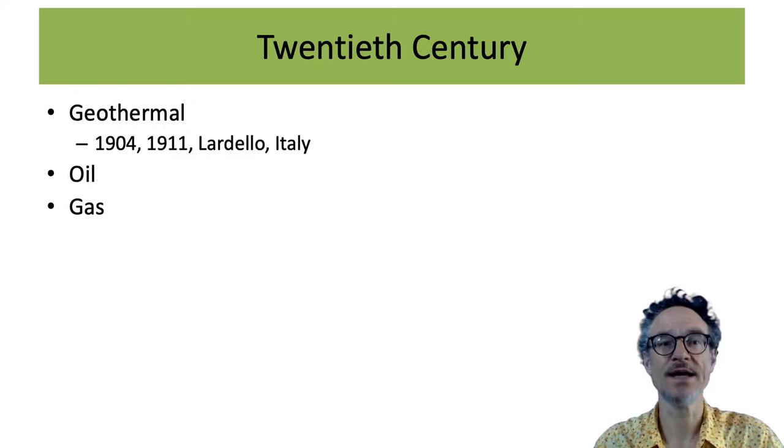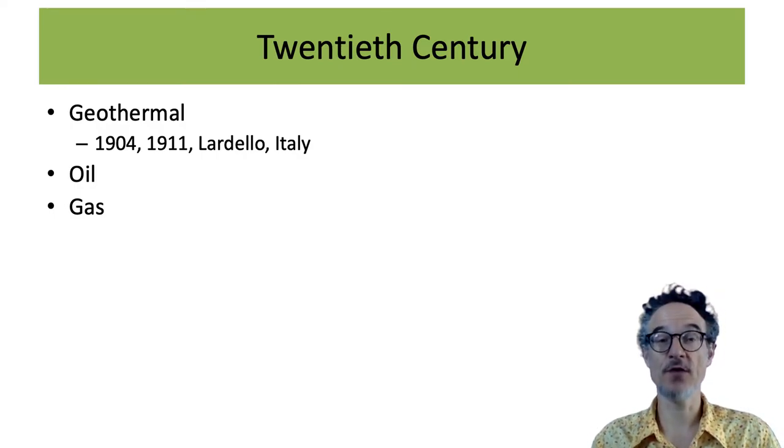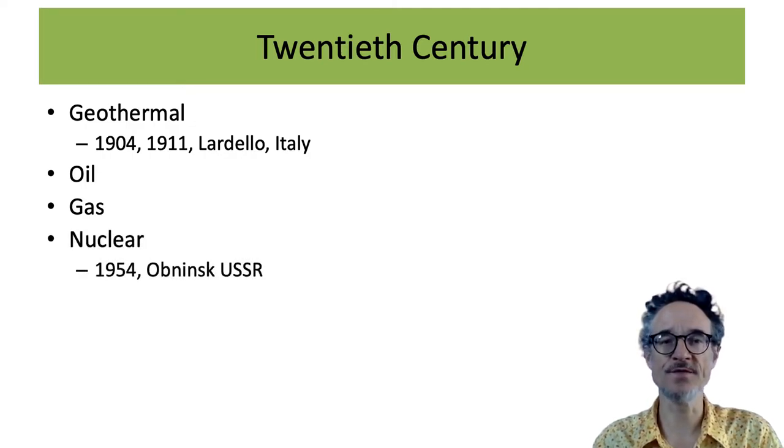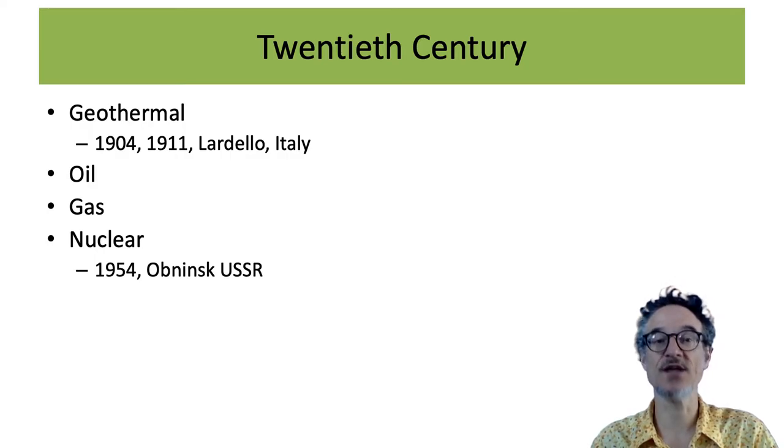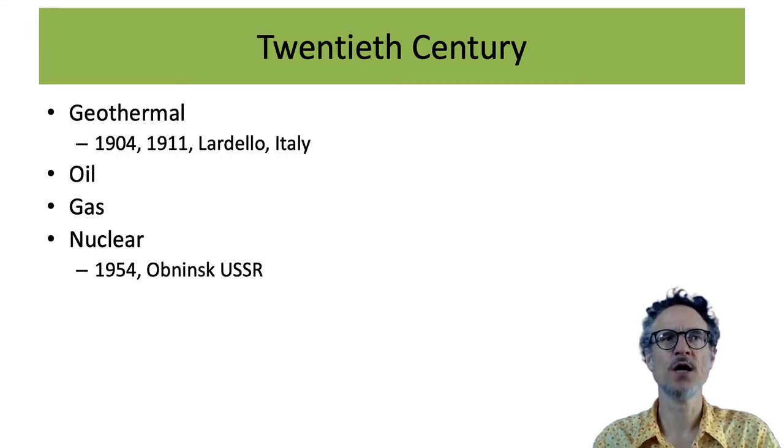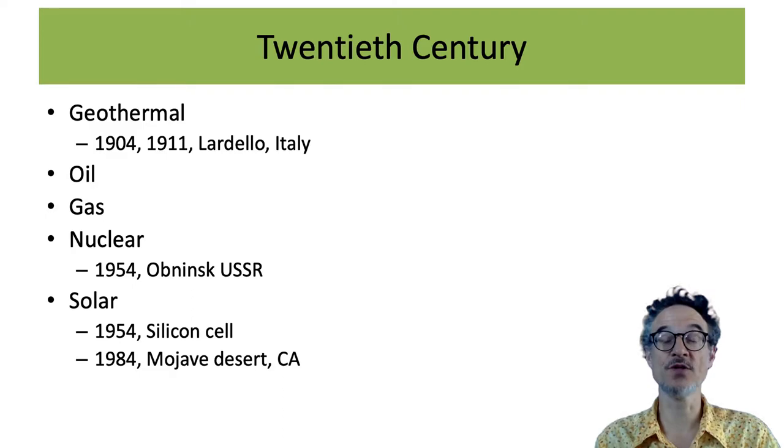Oil and gas have also been used, similar to a coal power station, burning, producing steam, using steam for a steam turbine and generating electricity from that. Nuclear power was first developed in the USSR, what is now Russia, in 1954. Solar power, also 1954, was the first silicon cell, the first photoelectric effect. 1984 was the first large-scale solar generator.